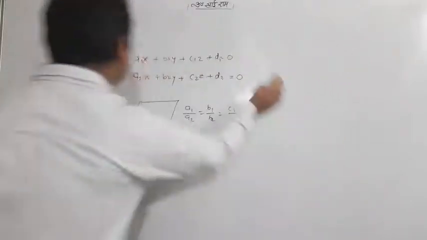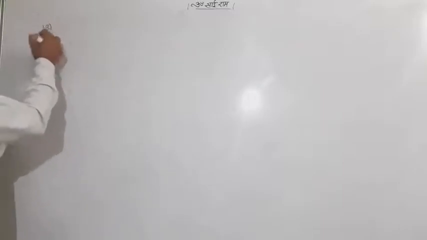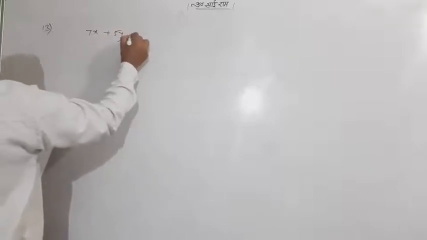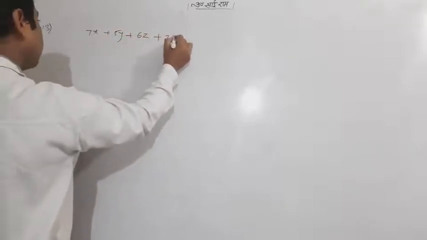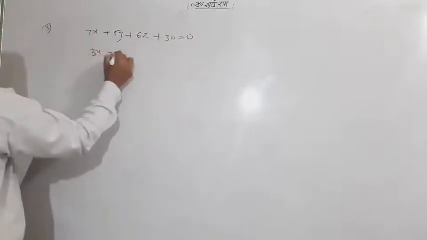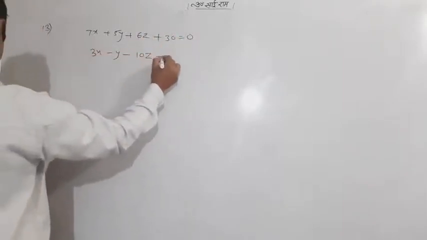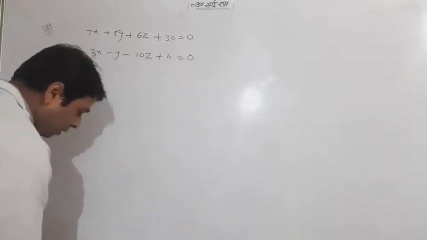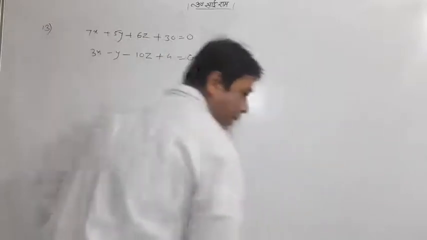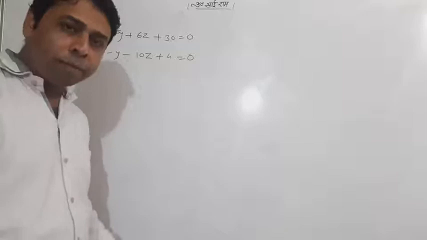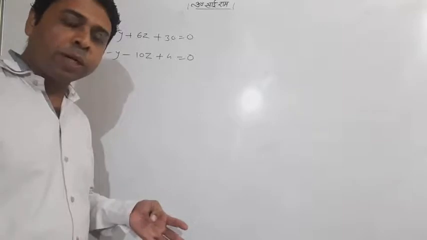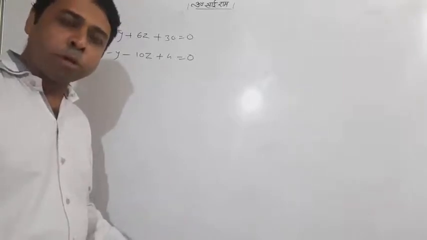I tell you, suppose question number 13 is with me. Question 13 is 7x plus 5y plus 6z plus 30 is equal to 0, and 3x minus y minus 10z plus 4 is equal to 0. We have to identify whether the planes are perpendicular or parallel. If they are not both, we could also find the angle between them. The third thing we don't have to do, so first we focus only on the parallel condition and the perpendicular condition. How can we do it?